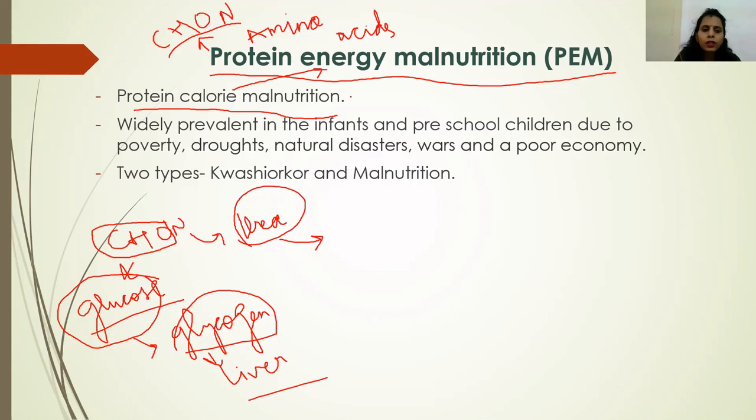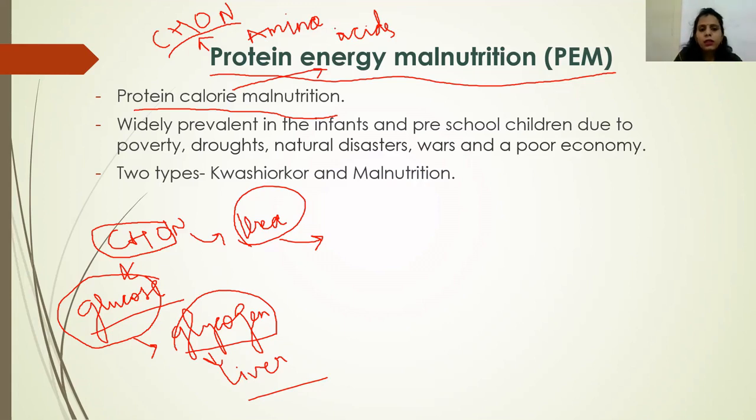When we take an excess of protein, the carbon, hydrogen and oxygen from it together form glucose, and nitrogen is removed outside the body in the form of urea. Now let's focus on protein energy malnutrition.